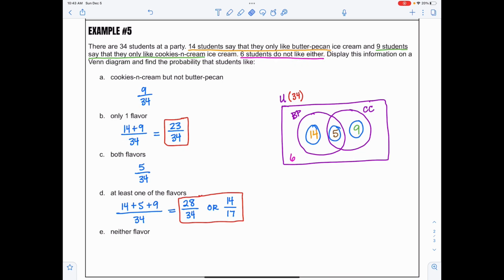All right, and last but not least, part E, you want to find the probability that the student that's randomly picked does not like either flavor. So there are 6 students who did not like either flavor. So that's going to be 6 out of 34, which simplifies to 3 over 17. Remember, it does not matter which fraction you use. IB does not care if it's simplified or not, as long as they are equivalent.